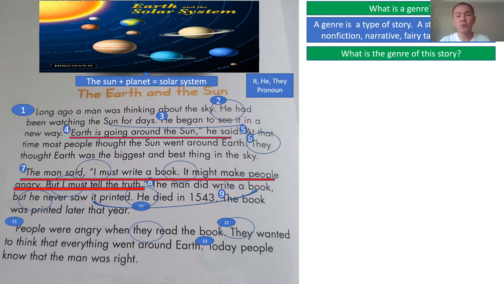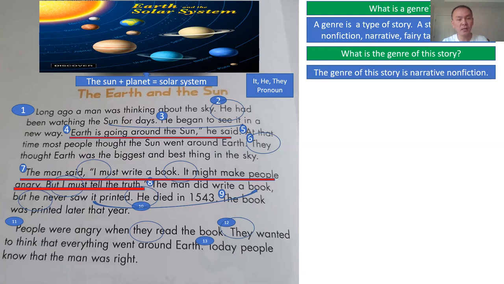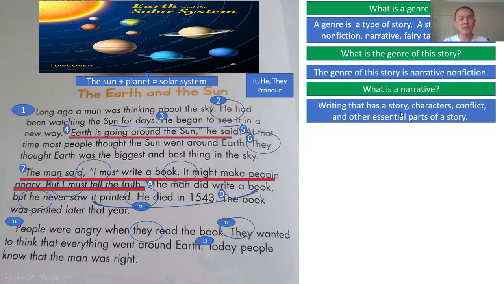Okay, then we're talking about, in this story, the earth and the sun, a man who thought the earth was in one place and everything was going around the earth. So what genre is this? If you say narrative nonfiction, then you are correct, okay? This story here is called narrative nonfiction. So what is narrative nonfiction? A narrative nonfiction is a story or an essay or a short paragraph, but the story must have characters. In the story, you must have a conflict, you have a problem.